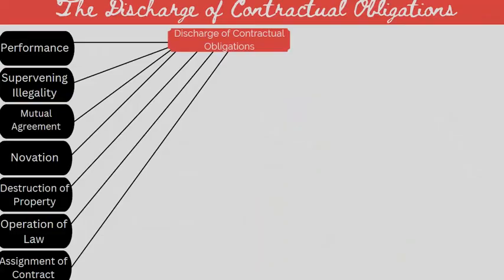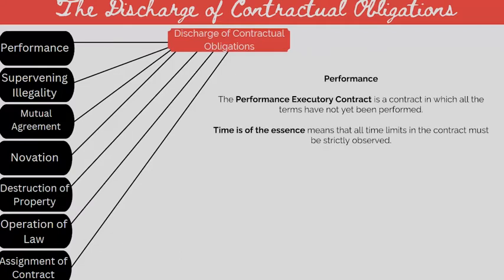The discharge of contractual obligations. We're going to go over performance, supervening illegality, mutual agreement, novation, destruction of property, operation of law, and assignment of contract. Starting with performance, the performance executory contract is a contract in which all terms have not yet been performed. Again, unfinished business. Time is of the essence means that all time limits in the contract must be strictly observed.